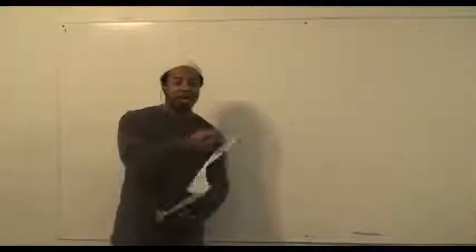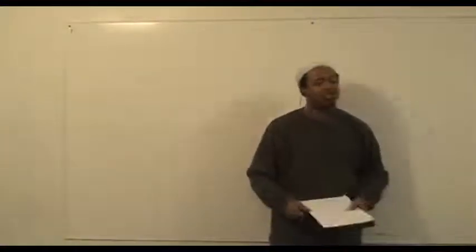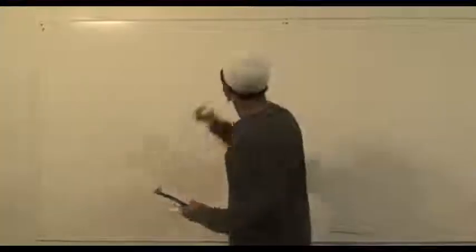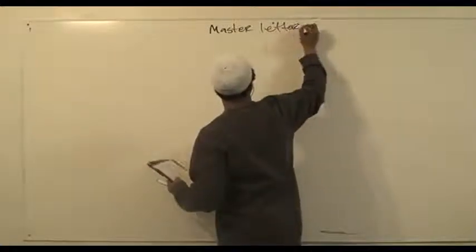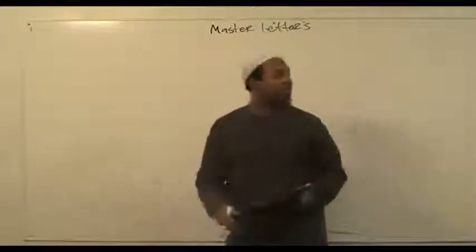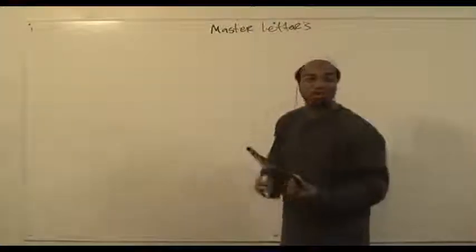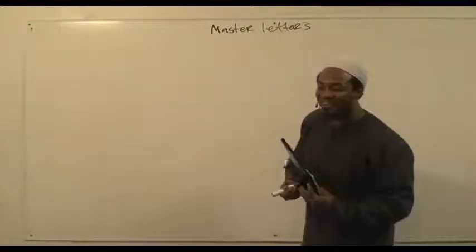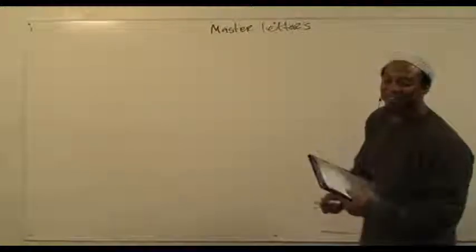Does everybody remember the poem I gave you last week? No, we don't remember the poem you gave us last week. You don't, huh? Last week we gave you a poem. It was on Alif. It's called Master Letters. The name of that book is called Master Letters. Why? Because before you can go anywhere else, you have to master the letters. Everybody wants to be a sheikh, but you have to be a sheikh of the letters before you can be a sheikh of anything else.